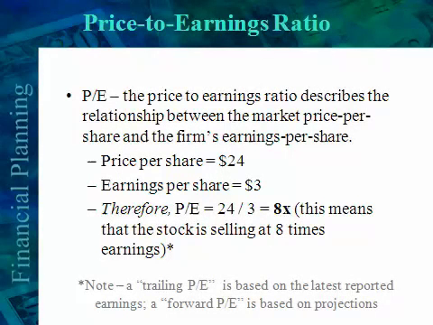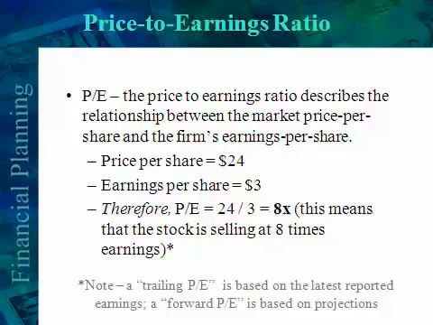The price to earnings ratio, PE, describes the relationship between the market price per share and the firm's earnings per share. It is an important multiple that's followed and quoted by financial analysts and intermediaries. Consider the following example. The price per share is $24, the earnings per share is $3, therefore the PE ratio is 24 divided by 3, or 8 times. 8x means 8 times earnings per share.